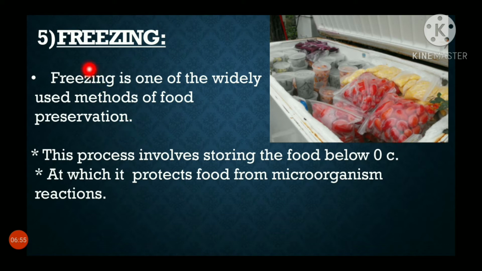Next is freezing. Freezing is one of the widely used methods of food preservation. Yes, we use refrigerators in our home. This process involves storing the food below 0 degrees, at which it protects food from microorganism reactions. When we bring the meat, milk, egg, we preserve in our home in a refrigerator. But when you bring non-veg, paneer, butter, cheese, you keep it in a deep freezer so that it doesn't get spoiled.